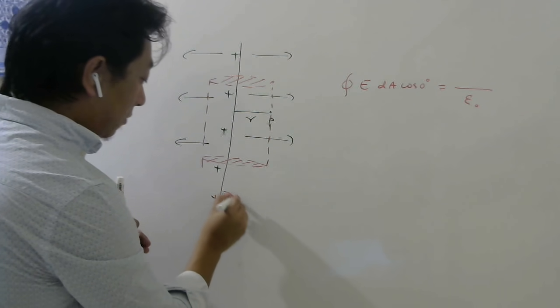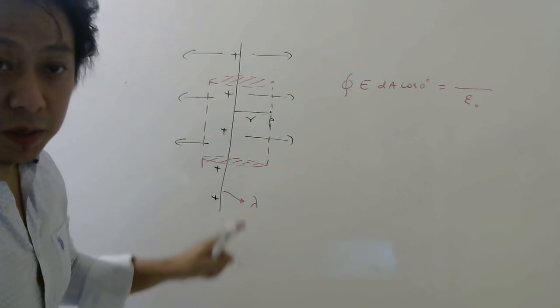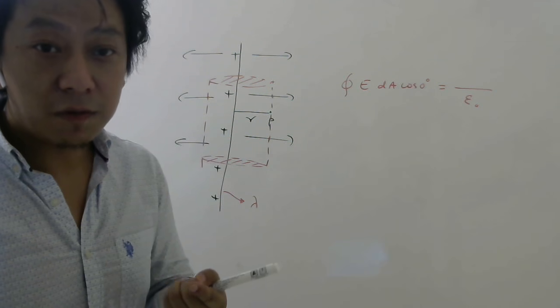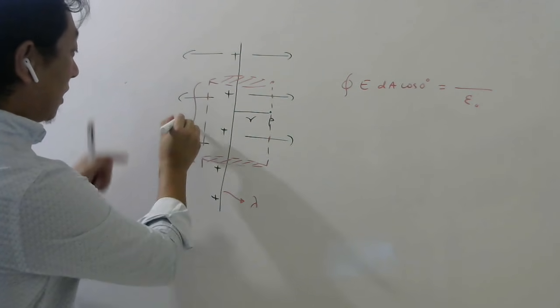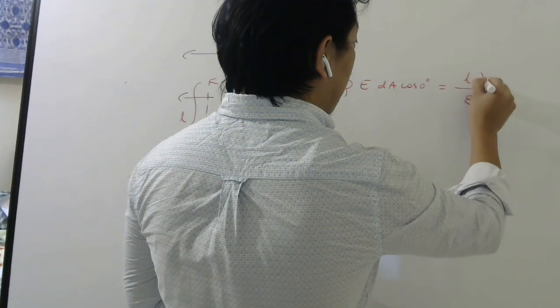Now we defined a quantity called lambda, which is charge per meter, that is, charge in 1 meter. Charge in 2 meters will be 2 lambda. Charge in this much length, which I can write as L, will be how much? L lambda. So the charge inside is L lambda.